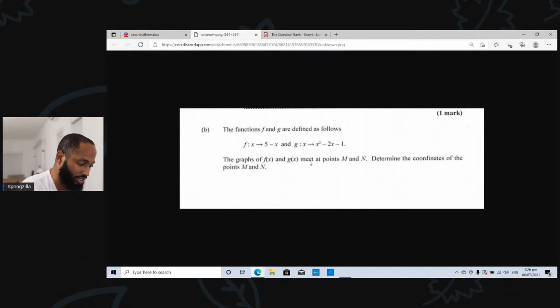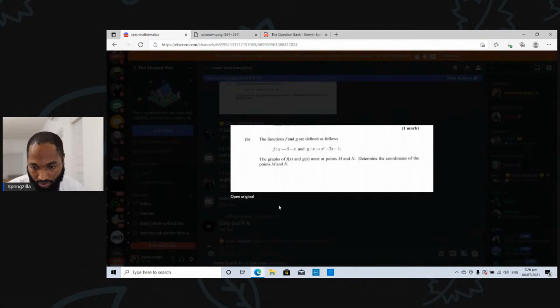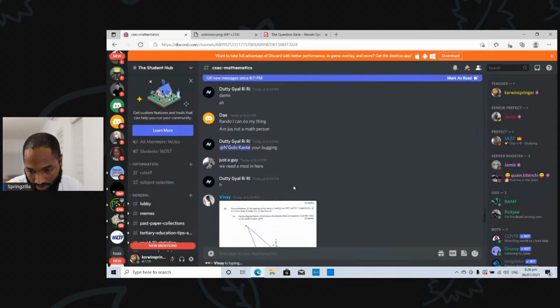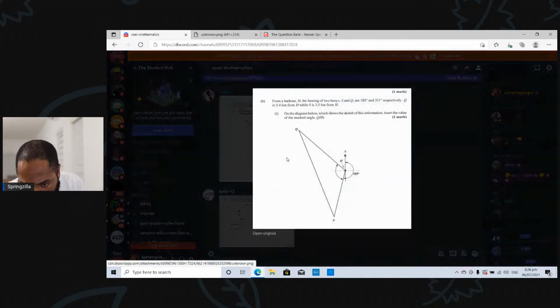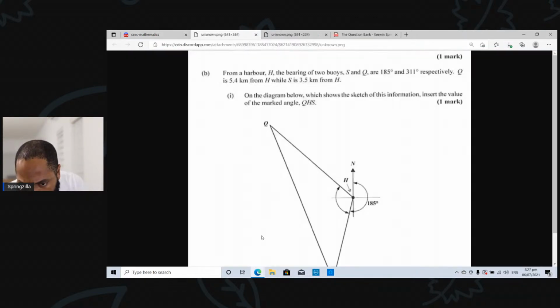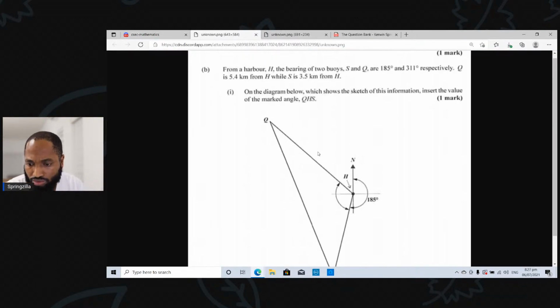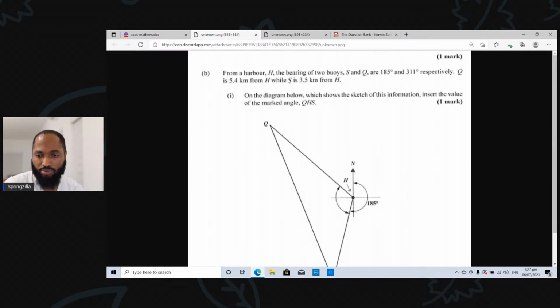Okay, let's do our next question that was requested. From a harbor H, the bearing of two buoys, S and Q, are 185 and 10. Q is 5.4 kilometers. I should have a calculator. Dang, somebody got to be doing the calculator in for me, right? 5.4 kilometers.